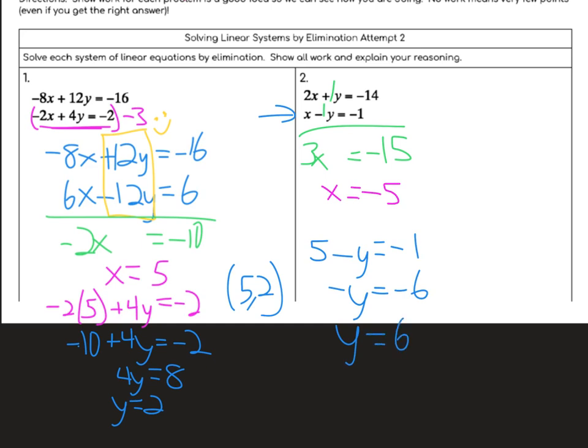It might have been easier to plug into this one here. I'm going to do that just to show you it might have been easier. You don't have to do this step. 2 times 5 plus y. Oops, 2 times -5. It would have helped had I done things correctly. I'm going to have to go back and fix that one. -14. Alright, before I continue, let's fix this one.